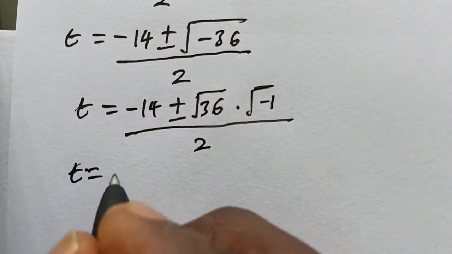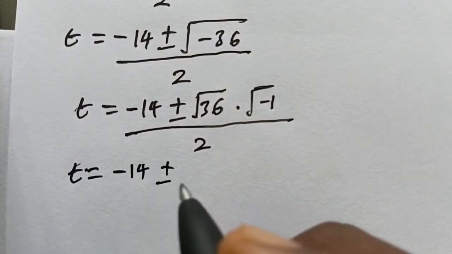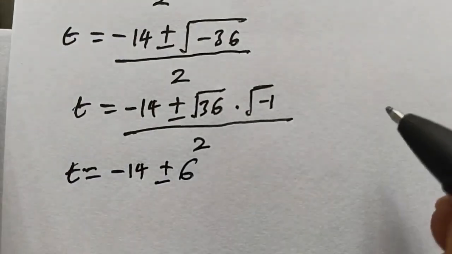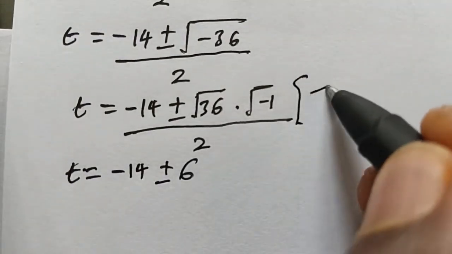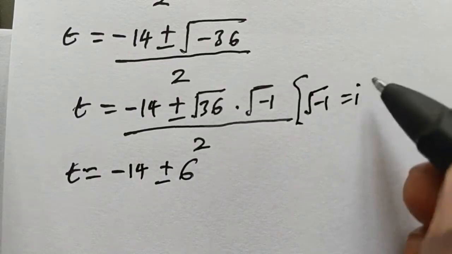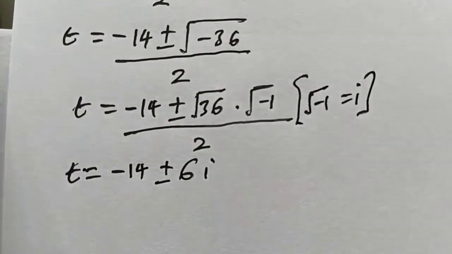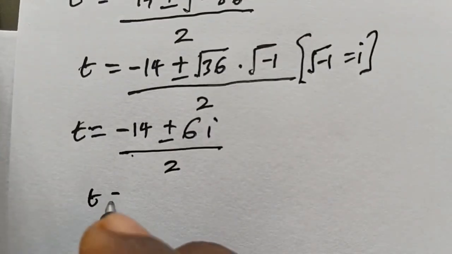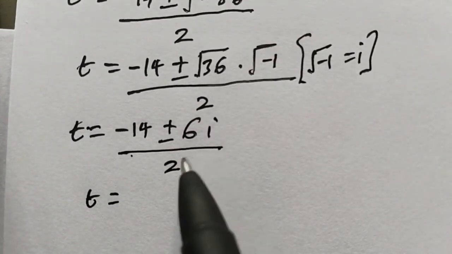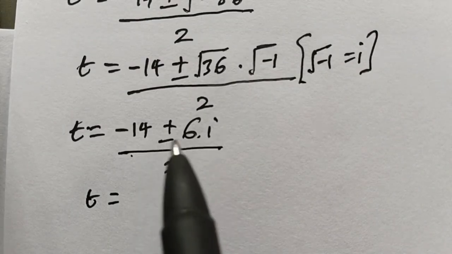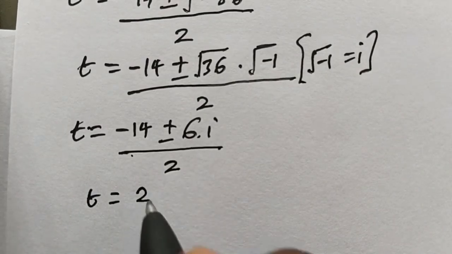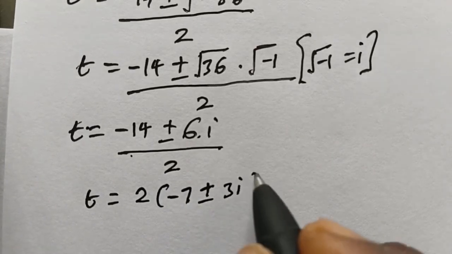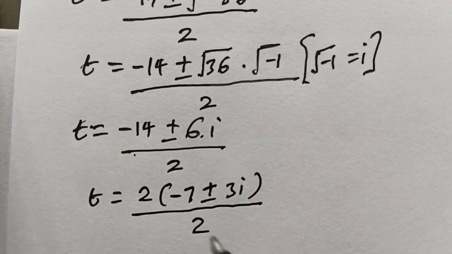t is equal to minus 14 plus or minus, what is the square root of 36? That is simply 6. And don't forget, from complex numbers, the square root of minus 1 is equal to i. So we have i here, divided by 2. It is possible to factor out 2 from this numerator. So I have 2 times (-7 plus or minus 3i), divided by 2.